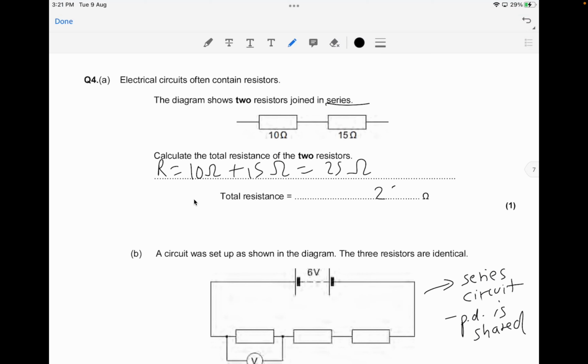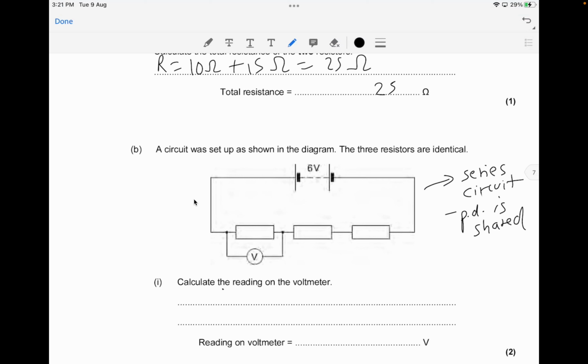Now, the next question states that a circuit was set up as shown in the diagram. The three resistors are identical to each other. So you can see there's a 6-volt battery and there are three resistors.